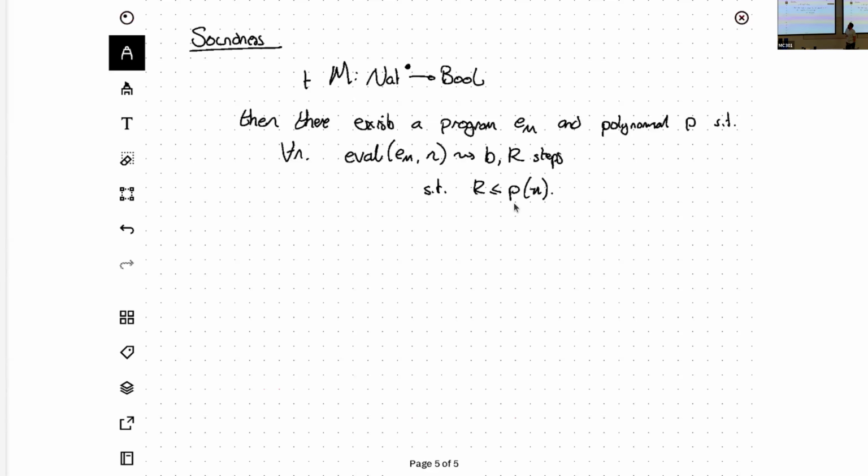Right. So we're going to prove soundness by a realizability construction. So what does realizability mean? Roughly speaking, what we're going to do is interpret types as sets and terms as functions, as was sketched by Chris the other day.